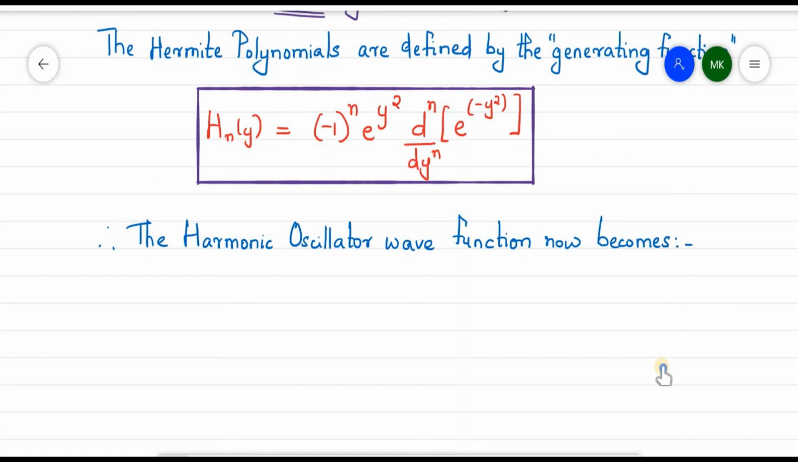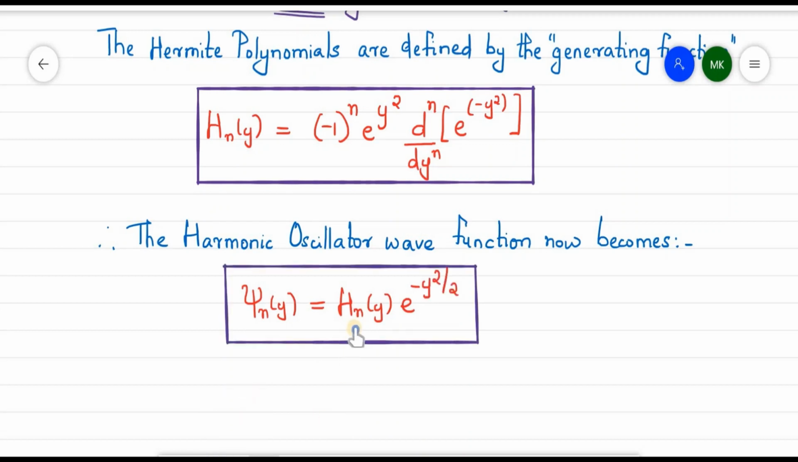Therefore, the harmonic oscillator wave function now becomes xi n of y equals hn of y e raised to minus y square by 2, where hn of y is known as the Hermite polynomial, and its value is given by minus 1 raised to n e raised to y square d raised to n by dy raised to n of e raised to minus y square. So this is the eigenfunction of the one-dimensional harmonic oscillator.